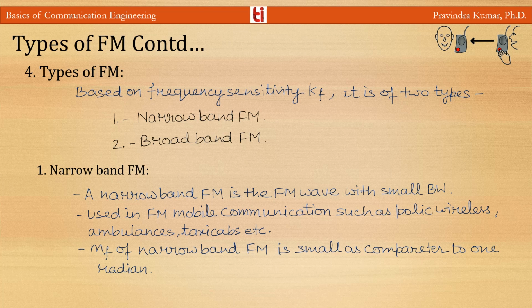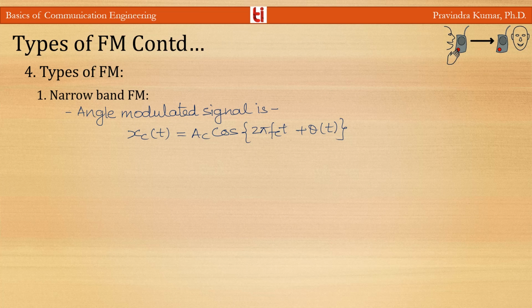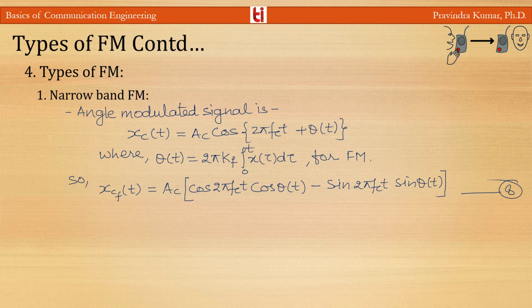So if the modulation index is less than 1 in FM, then we can say that this is the narrowband FM. And we know that the angle modulated signal can be represented as A_c cos(2πf_ct + θ(t)), where θ(t) is 2πk_f integration of x(τ)dτ for the FM wave. So we can write the FM wave using cos(A+B) = cos A cos B minus sin A sin B. From here I can have this equation as A_c cos 2πf_ct cos θ(t) minus sin 2πf_ct sin θ(t).